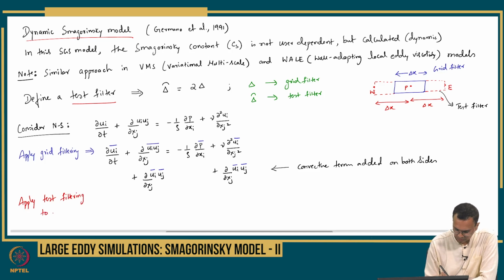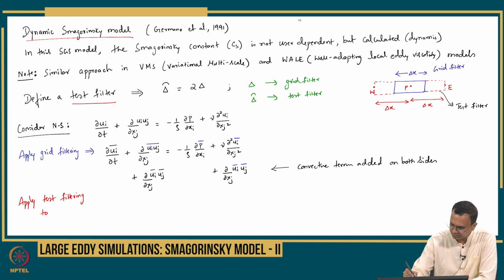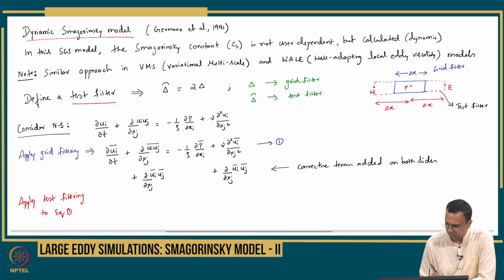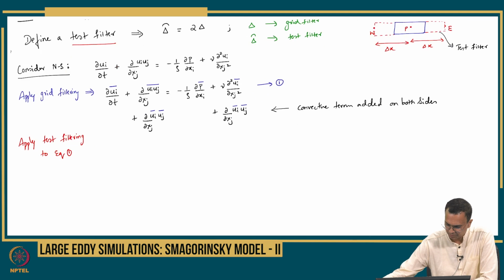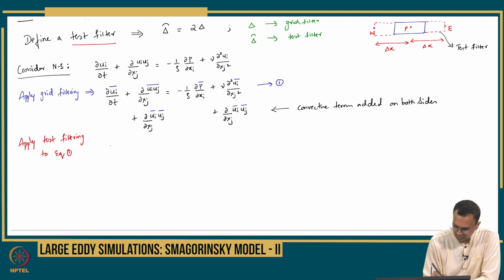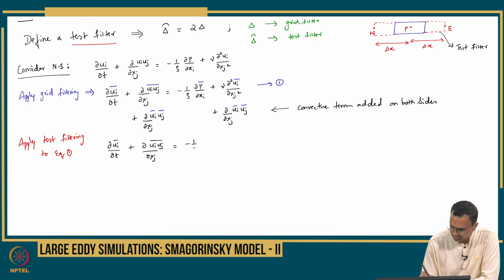Okay, let's call this equation 1 here. So if I do this, I would get ∂ui/∂t plus ∂(ui uj)/∂xj equal to minus 1/rho times the grid-filtered pressure gradient, and also the grid-filtered viscous term.